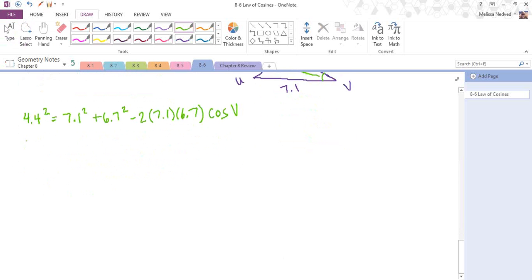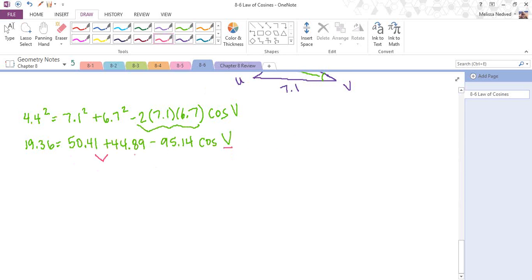4.4 squared is 19.36. I've done these ahead of time, so if you're using a calculator, you can double check as you go. I'm not doing these in my head, but just to save some time. We can multiply these together. 2 times 7.1 times 6.7 is 95.14 cosine of V. Again, we're working to isolate this V, so I need to get rid of everything else to move backwards to get that V by itself.